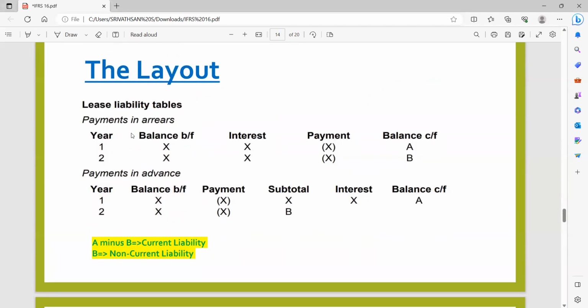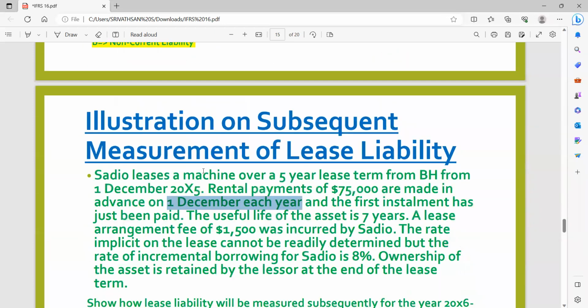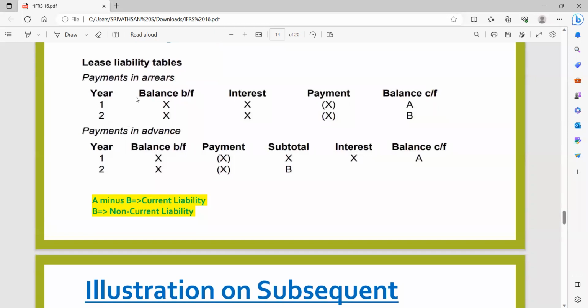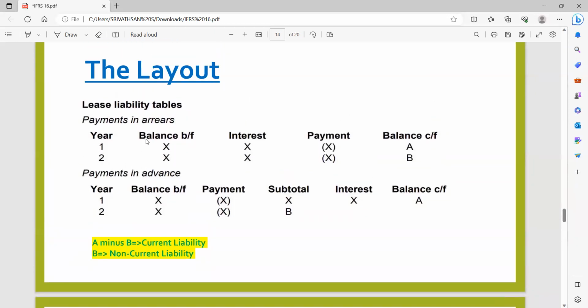If payments are made at the end of each year, then it is known as payments in arrears. So for example, let's say that instead of 1st December each year, if they have given 30th November each year, then it is known as payments made in arrears. In case of payments made in arrears, use this format, and in case of payments in advance, use this format. The difference between this balance carried forward and subtotal will be your current liability, and this subtotal will be your non-current liability. You will understand it better while solving the example below.